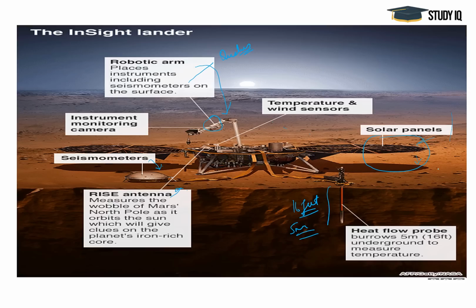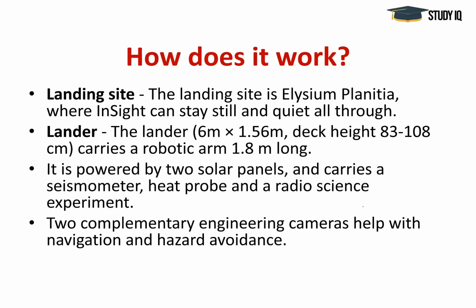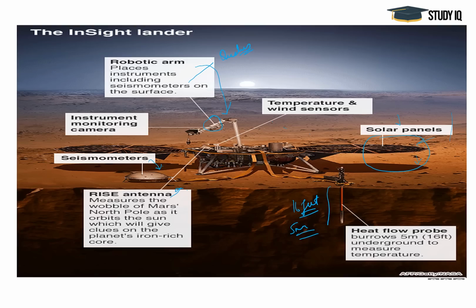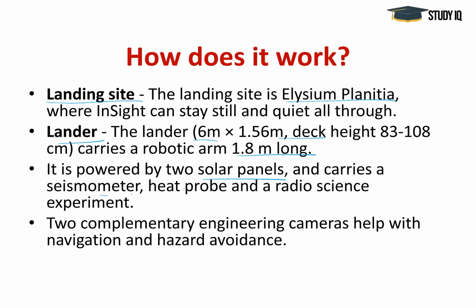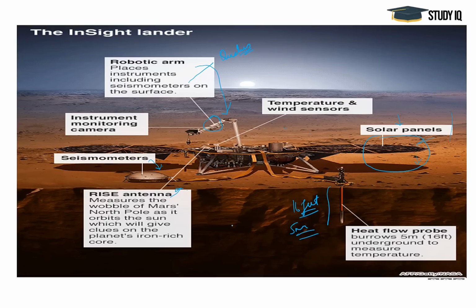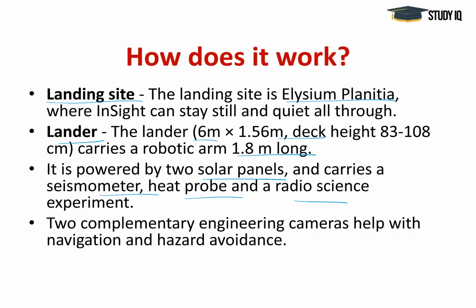So this is how it looks, right? Just in detail, once again, there's the landing site. I already told you, Elysium Planitia. The lander, these are the facts and figures about it, how long it is. Then it is powered by 2 solar panels, as I told you. And they carry a seismometer, heat probes, and a radio science experiment. So here's the seismometer, this is a heat probe, and this is the radio antenna to study the core. All have different functions. So 2 complementary engineering cameras are also there for navigation and hazard avoidance, that I have already told you.